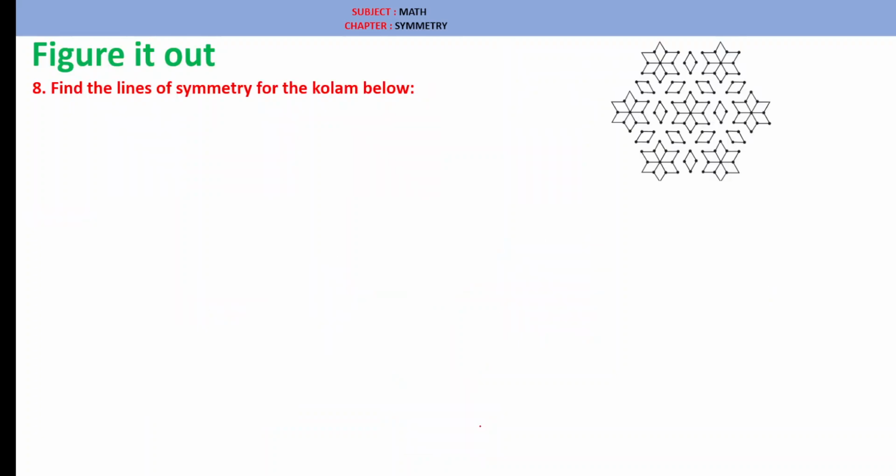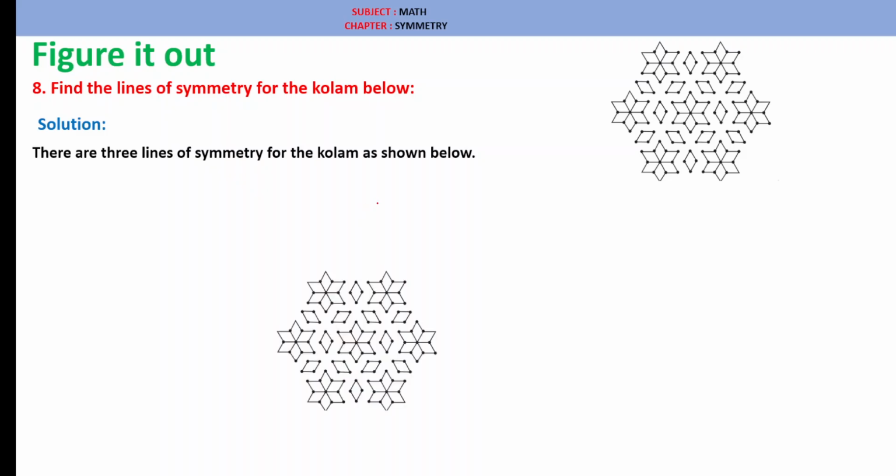Question number 8. Find the lines of symmetry for the column below. See here, this column is here. There are 3 lines of symmetry for the column as shown in the figure. 1, 2, 3.